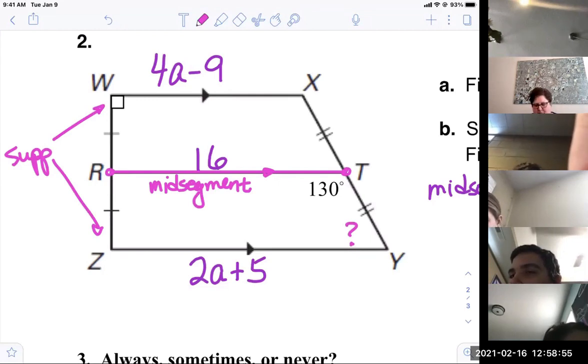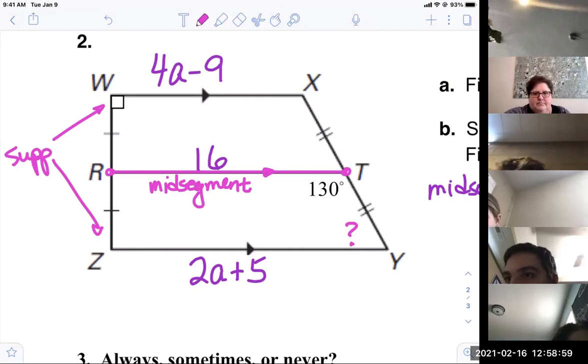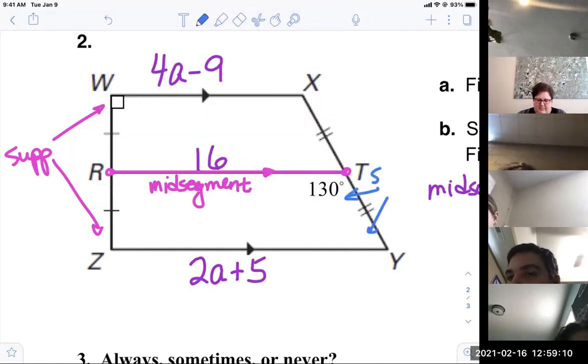Ryan Haggerty, can you tell me what the measure of angle Y should be? Would it be 50? Because it has to be supplementary. Yeah. So why do these two angles have to be supplementary?